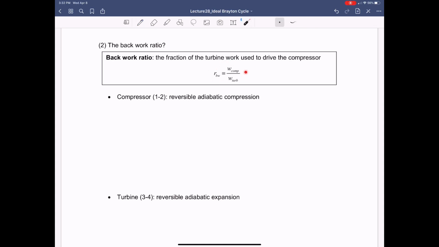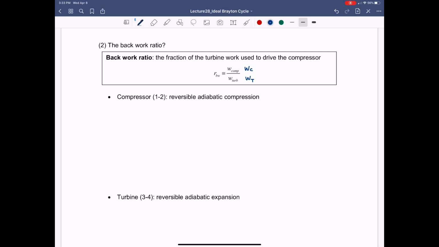We use the subscript BW, back work, and RBW from now on means the back work ratio. This back work ratio is defined as the amount of compressor work to the amount of turbine work. And now I'm going to use the symbol WC instead of WCOM, and WT instead of WTURB. Then in order to calculate the back work ratio, we have to calculate the compression work and the turbine work. Then how can you calculate the compression work?